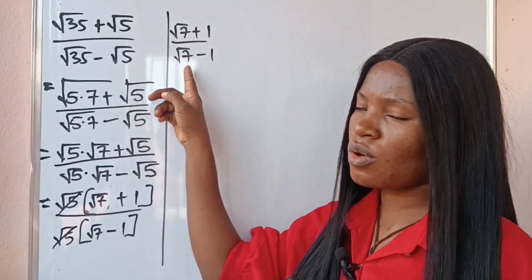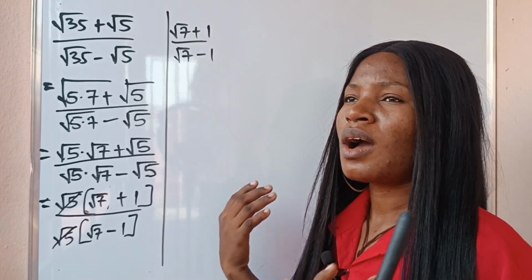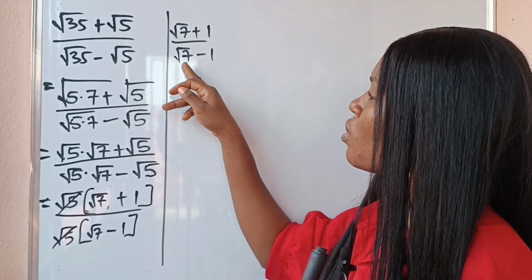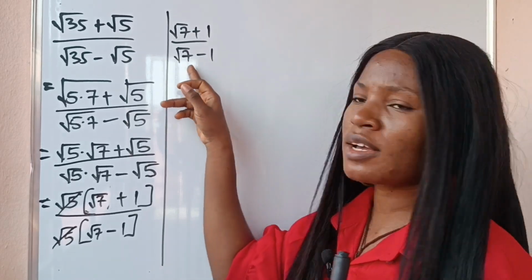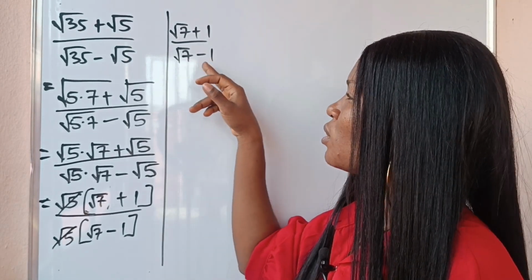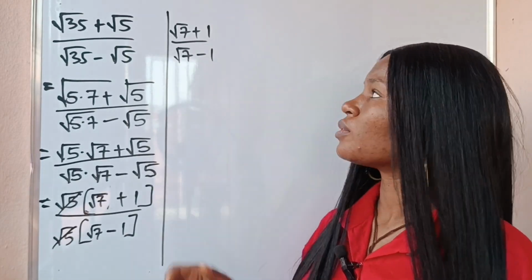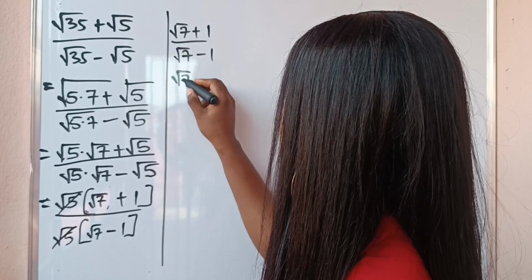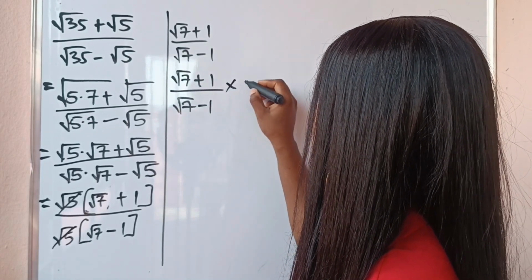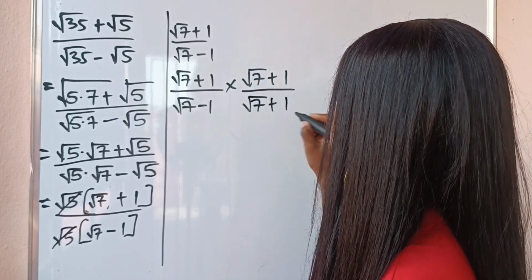Now when you have a surd as your denominator, okay, it's advised that you rationalize the denominator. And what is rationalization? To rationalize your denominator, all you need to do is to multiply and divide by the conjugate of your denominator. Now the conjugate of this is root 7 plus 1. So I'm going to multiply and divide using root 7 plus 1. Okay, so I have root 7 plus 1 divided by root 7 minus 1 times root 7 plus 1 divided by root 7 plus 1.